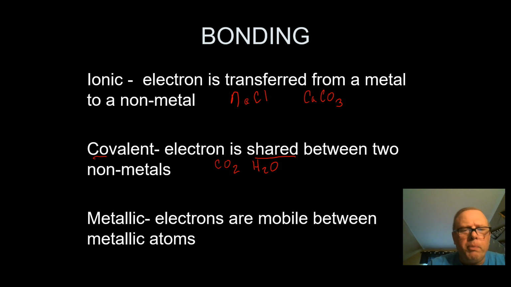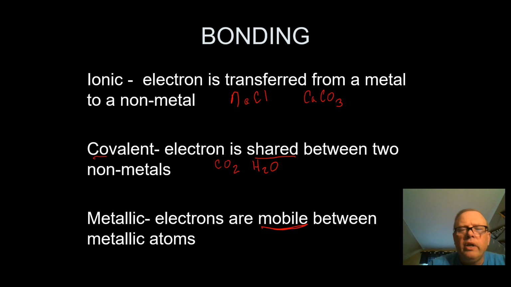The third type of bonding here is metallic. Metallic bonding is the mobile electrons that are between metallic atoms. So in a metallic bond, the electrons are mobile, and that is going to become one of the most interesting things about it, that the electrons are able to move, and these things will be solids.